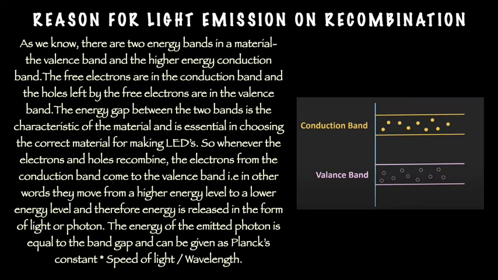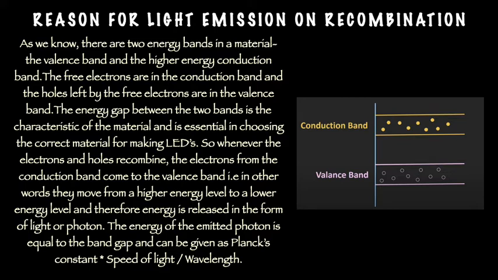So now, what is the reason for light emission on recombination? As we know, there are two energy bands in a material, the valence band and the higher energy conduction band. The free electrons are in the conduction band and the holes left by the free electrons are in the valence band. The energy gap between the two bands is the characteristic of a material and is essential in choosing the correct material for making LEDs.